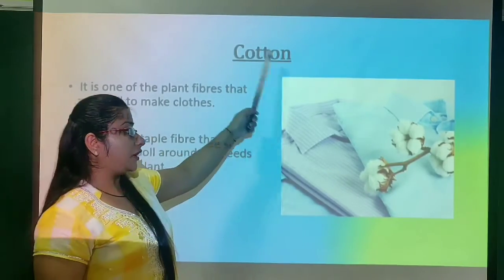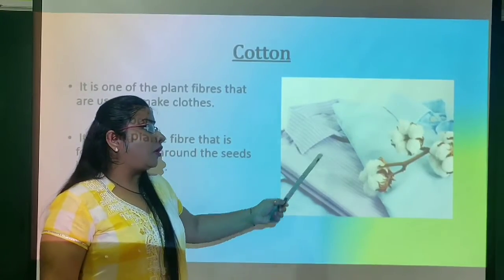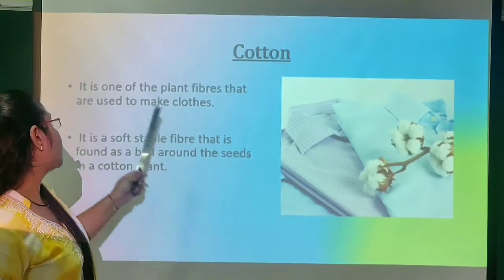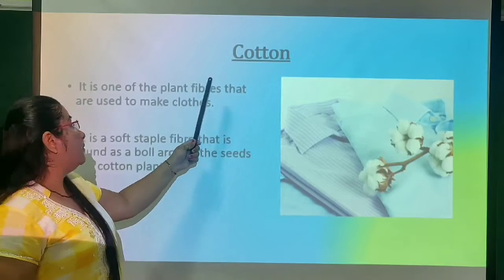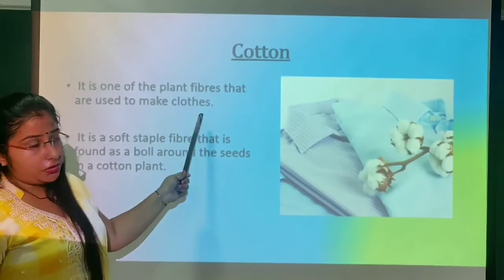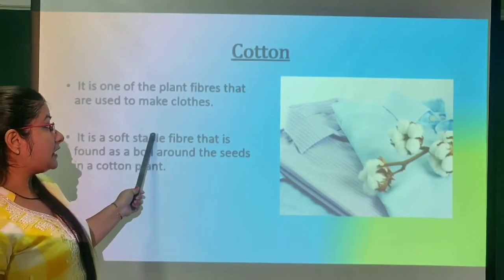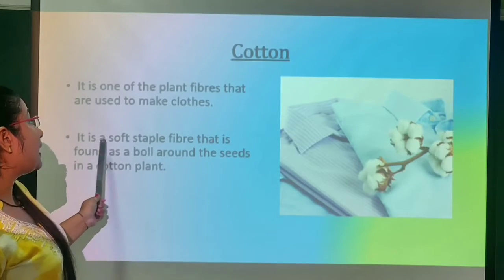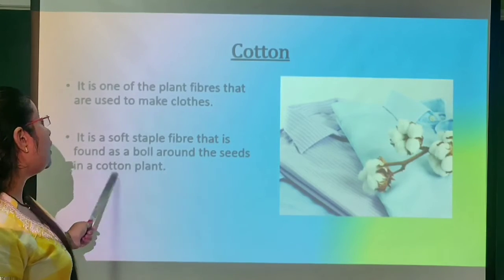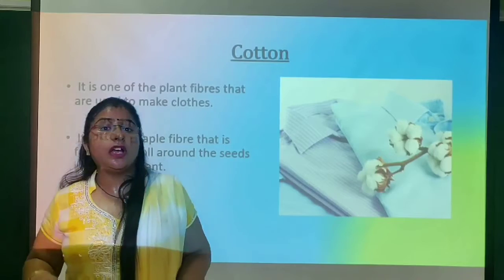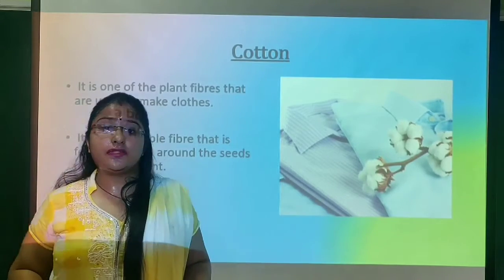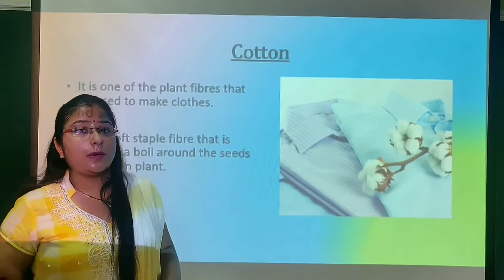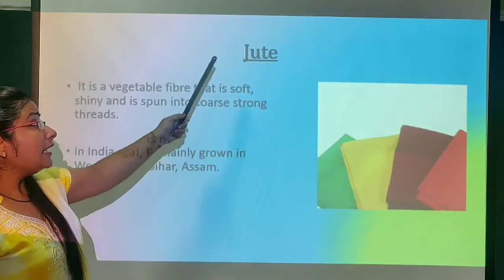Now we will see cotton. You see this is cotton, and from cotton we make different clothes. It is one of the plant fibers that are used to make clothes. It is a soft staple fiber that is found as a ball around the seeds of the cotton plant. We get it in the form of a ball. In the further slides, I will explain more about cotton. Second, jute.